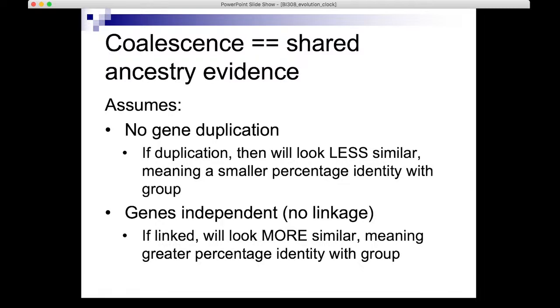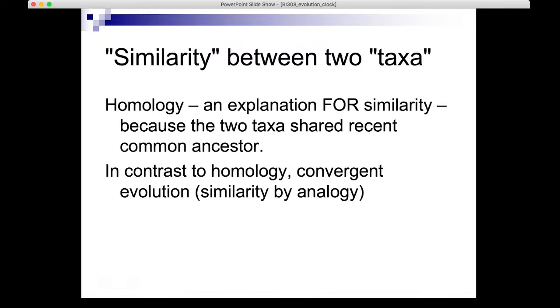All right. So the coalescence model, though, assumes that you don't have any gene duplication. If you do, that then means things will look less similar, meaning you'll have greater differences than you would have thought before. And also, when you're building your ancestry, you want to have the genes not linked together. So, okay. All right, so just as a review, similarity between two taxa, what we're talking about is homology, right?